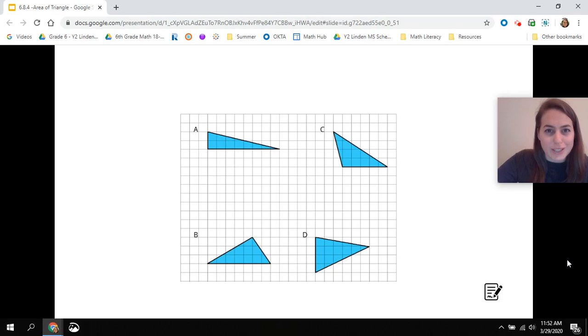Here are the 4 triangles we're going to be working with today. We're first going to pause to give you time to sketch each of these triangles on your paper. As you sketch them on your paper, what do you notice about these triangles? And what do you wonder?